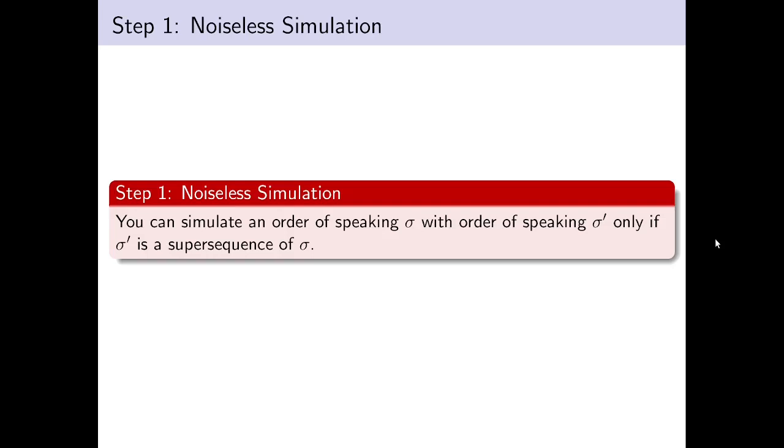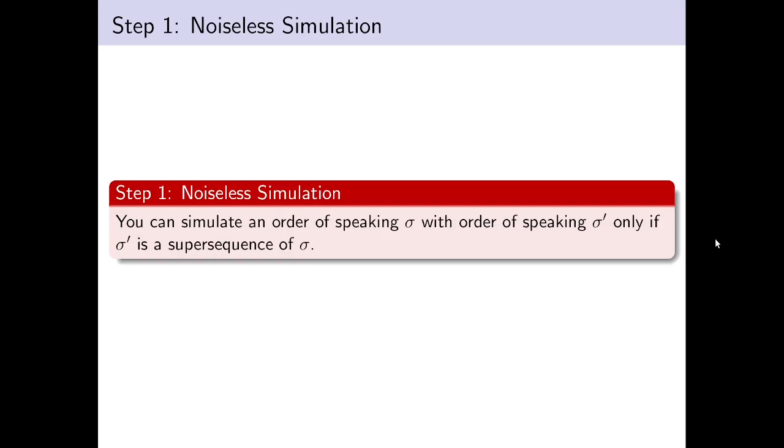So, with that in mind, let's actually show these steps in more detail. So to begin with, let's look at step 1. And once again, what we want to show is that any protocol with order of speaking sigma can be simulated by a protocol with order of speaking sigma prime, only if sigma prime is a supersequence of sigma. So how are we going to show this?